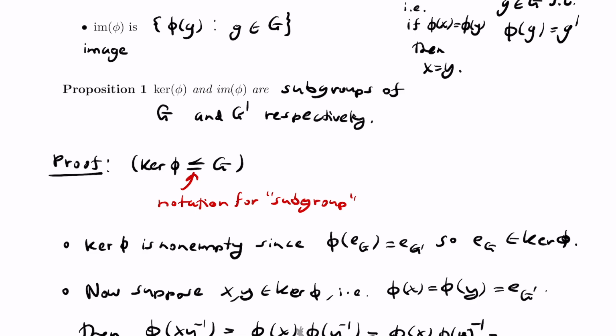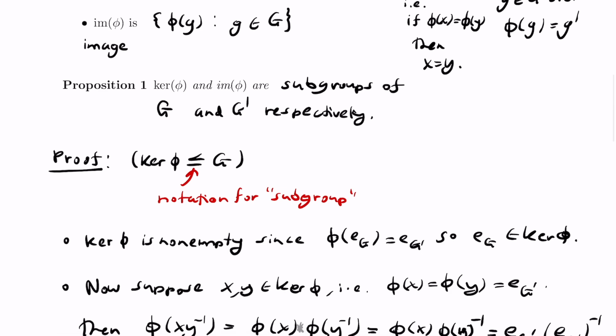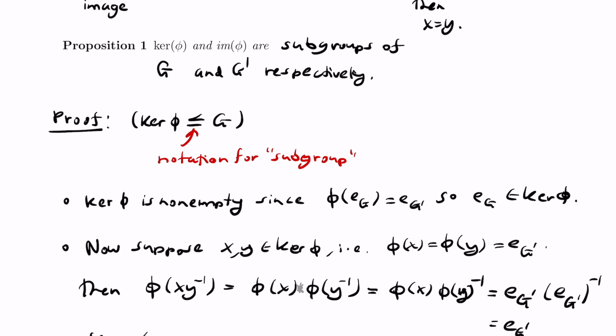Okay, now since these are both in the kernel of phi, phi of x and phi of y were both the identity in the group G prime to begin with, and so we end up with the identity in G prime. So xy inverse actually is in the kernel of phi. So by the subgroup test, the kernel of phi is a subgroup of G.